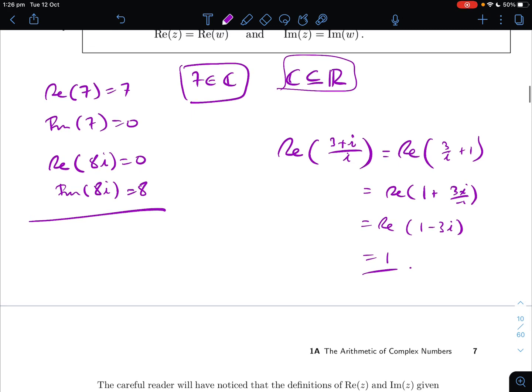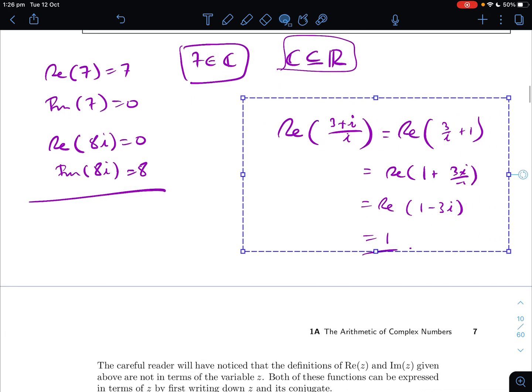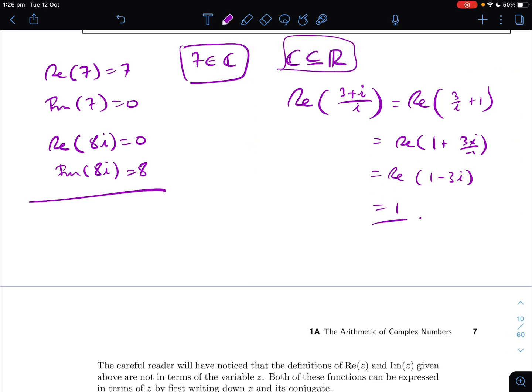Good. By the way, this is probably important: if the real part of z is 0, then z is said to be imaginary.